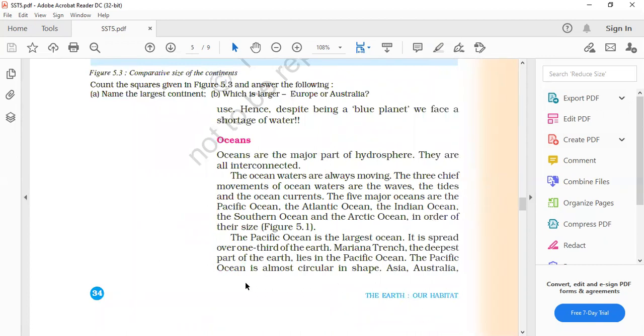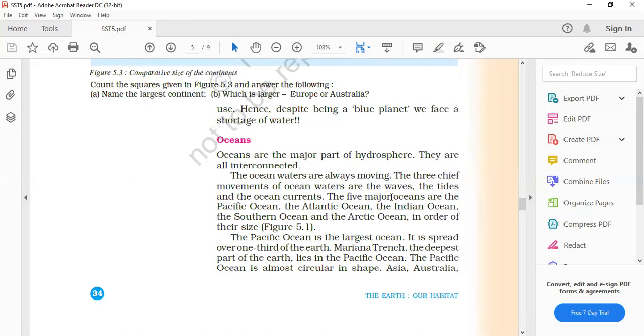And the names of the five major oceans. Make sure you practice the spelling of all these oceans. And see the deepest part of the earth, the Mariana Trench, is underlined. The deepest part of the earth lies in the Pacific Ocean, and that is the Mariana Trench. And the Pacific Ocean is almost circular in shape. So all these lines are very important.